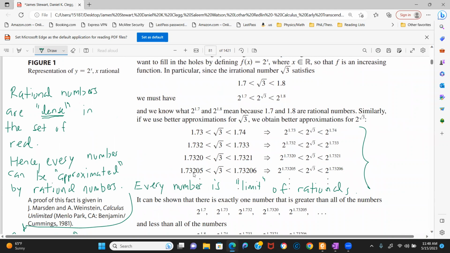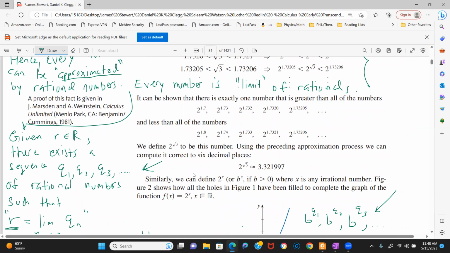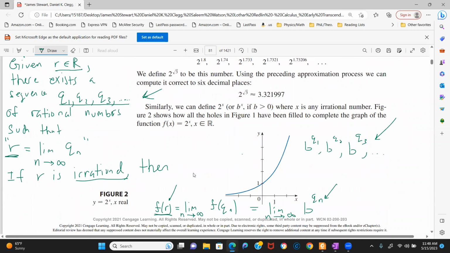You use this fact that the rational numbers are dense in the set of real numbers. So that means every real number can be approximated by rational numbers. And in more technical terms, if I give you any real number, you can find a sequence of rational numbers such that the number you started with is the limit of these rational numbers. And so if r is irrational, which is what we're trying to do, we're trying to define f of r for some irrational number, we can define it as this limit right here.